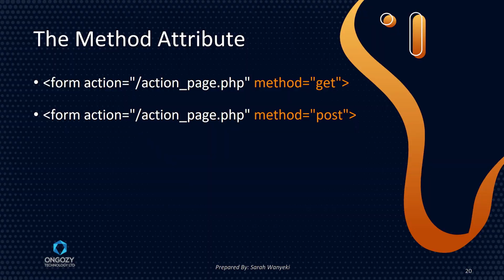Another one we are going to look at is the method attribute. The method attribute specifies the HTTP method to be used when submitting the form data. The form data can be sent as URL variables with method equals get, or as an HTTP post transaction with method equals post. The default HTTP method when submitting form data is get.